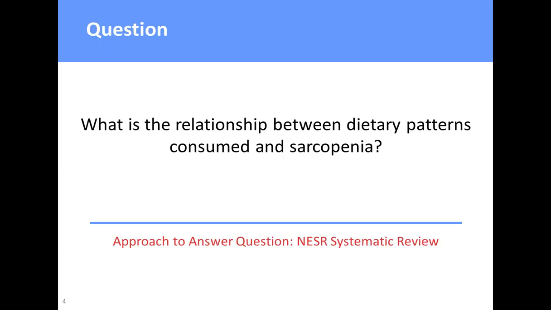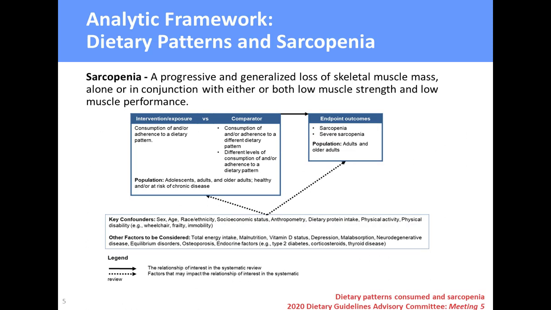So starting with the questions now, what is the relationship between dietary patterns consumed and sarcopenia? The analytical framework for this review question is shown here, and by now we're all pretty used to this framework. The subcommittee operationalized the definition of sarcopenia as shown on this slide by consulting consensus statements of several working groups.